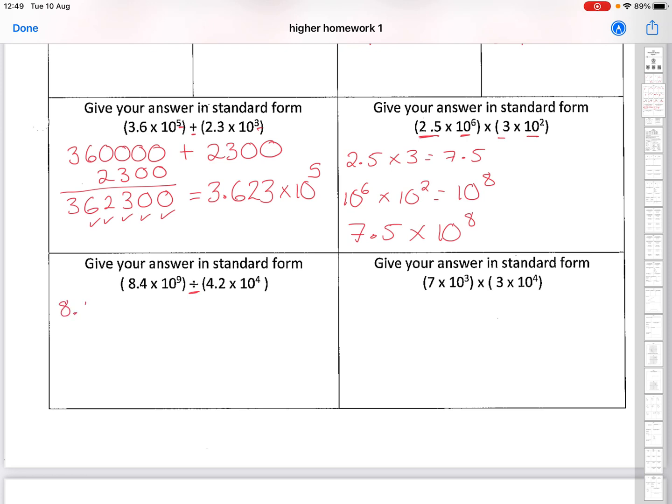Last two, so when I'm dividing, I'm going to just divide my numbers. I've got 8.4 divided by 4.2, that's just 2. Then I've got my powers, so I've got 10 to the power of 9 divided by 10 to the power of 4. When I'm dividing, I'm just going to subtract my numbers. So I'm going to do 9, take away 4, which is 5. I can put those together, which is 2 times 10 to the power of 5.